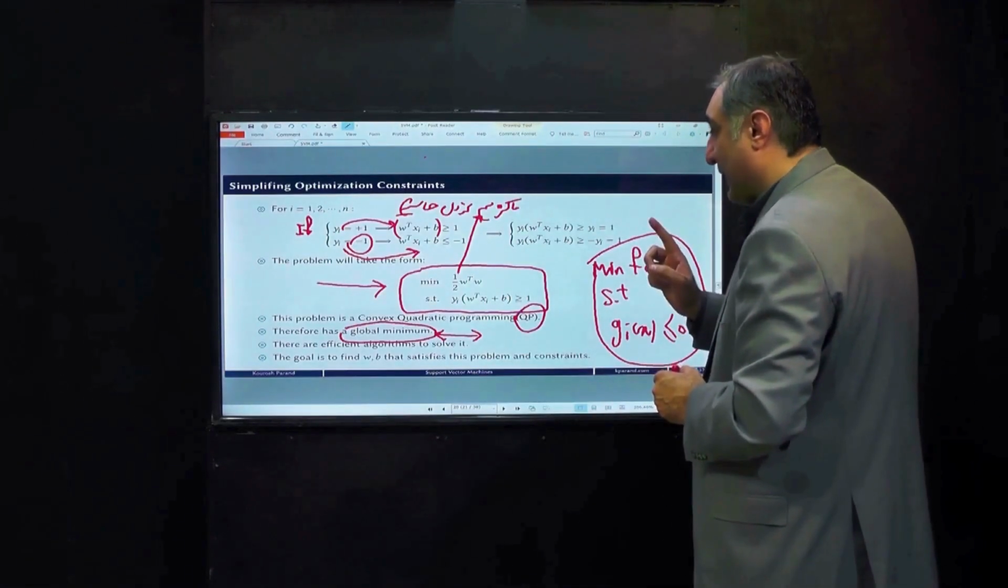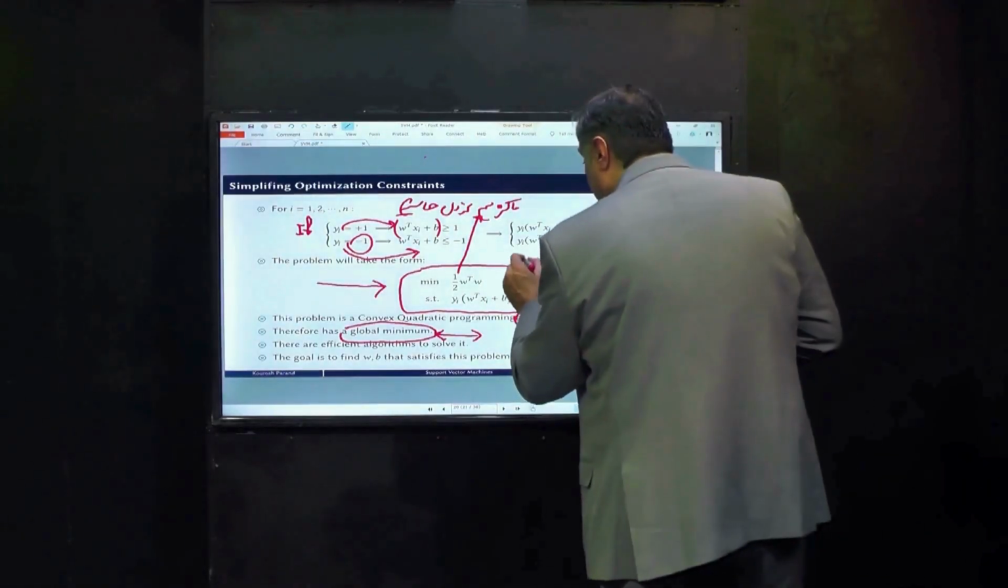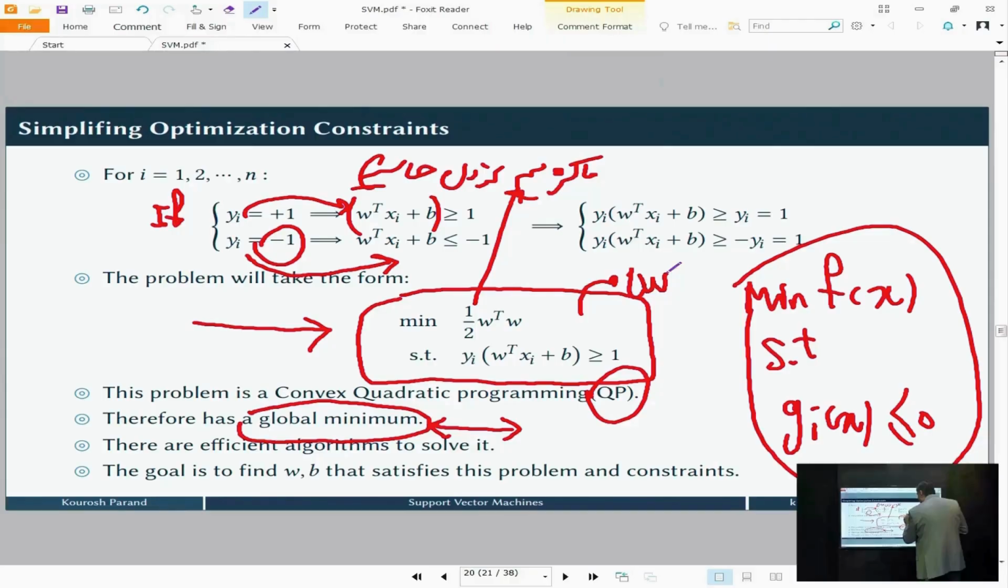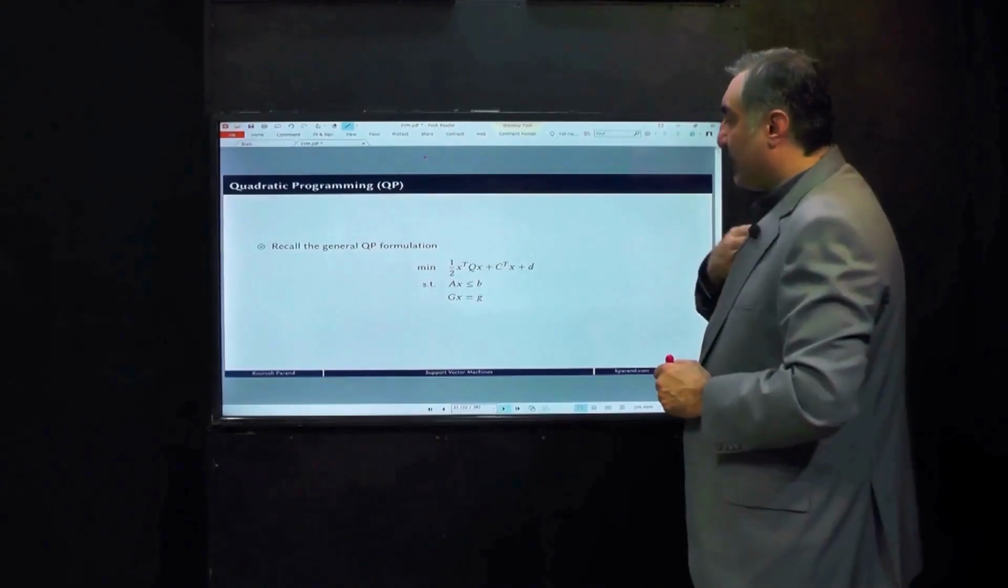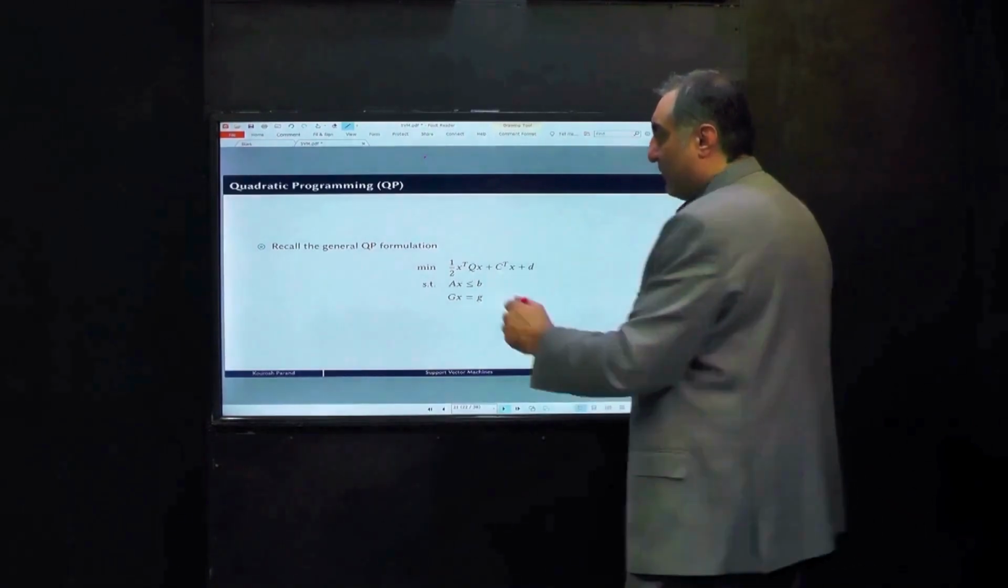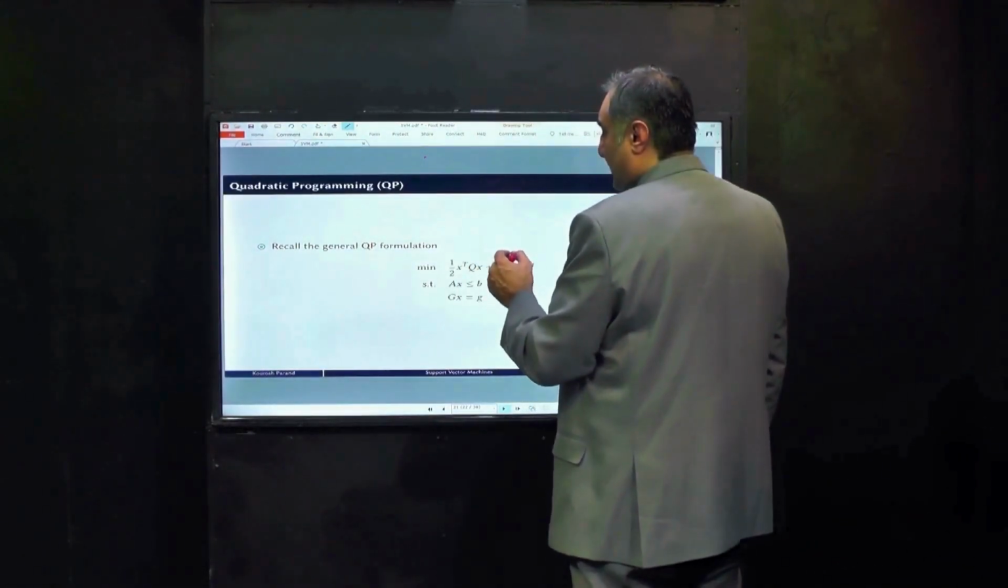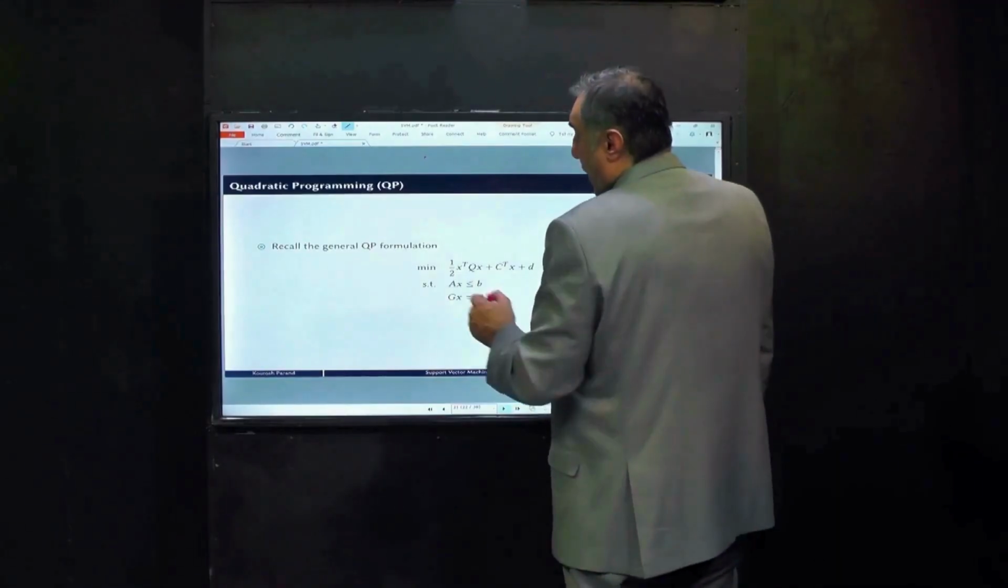The point you need to pay attention to is, what is the goal? The goal is to find W and B. We'll talk about it somewhere else. It's not really necessary to get into it right now, but that's our overall goal. First, let me explain this. Why is this a quadratic programming problem? It's because, as I mentioned in the mathematical background sessions, this is an example of quadratic programming, in the form of 1/2 X transpose QX plus C transpose X plus D.